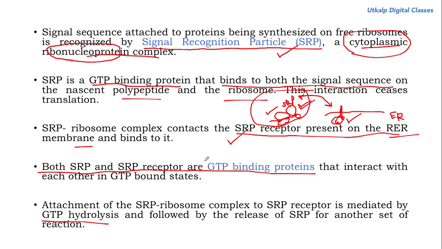What this point says is, as soon as this SRP ribosome polypeptide complex comes and binds with GTP bound SRP receptor, both the GTPs get hydrolyzed. So both the GTPs are converted into GDP. As soon as the GTP converts to GDP, the attachment of the SRP ribosome complex to the SRP receptor occurs. Now, as soon as the GTP is hydrolyzed, there is a release of the SRP for another set of reaction.